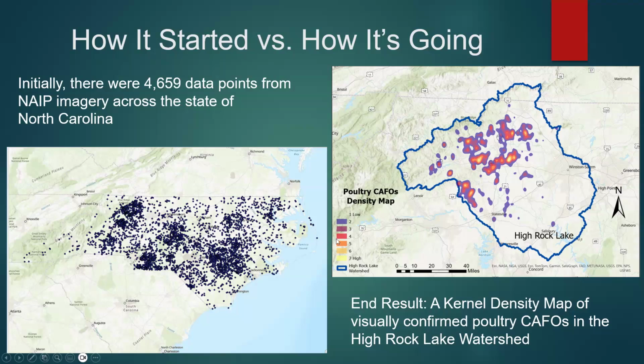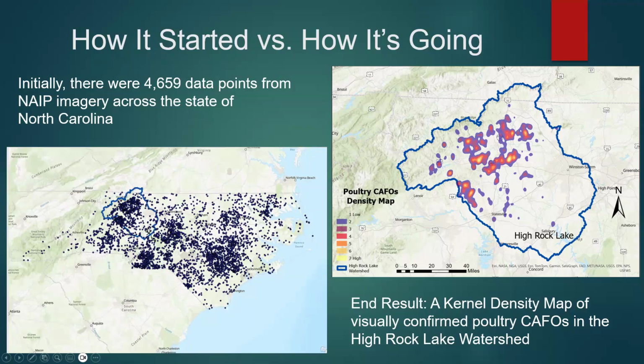The map on the right is a kernel density map of only the visually confirmed data points contained within the High Rock Lake watershed. And because I'm a geography student, we always like to know where things are. You can see it on this zoomed in map on the right. If you look over here on the left, there's the High Rock Lake watershed boundary. And High Rock Lake is located down here in the lower right-hand corner of the watershed, or the southeast part of the watershed right there.